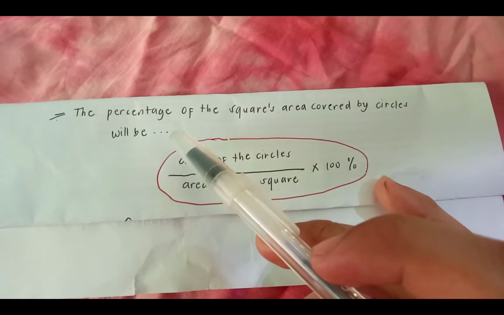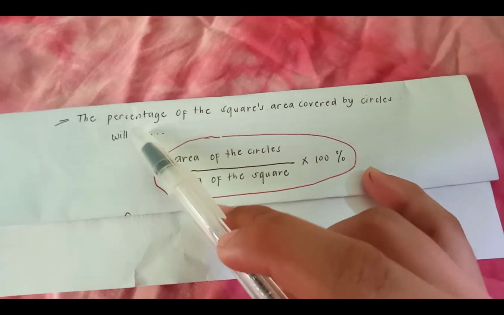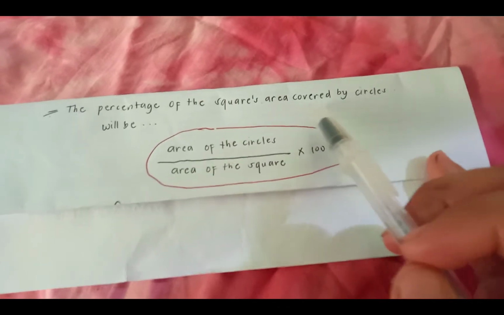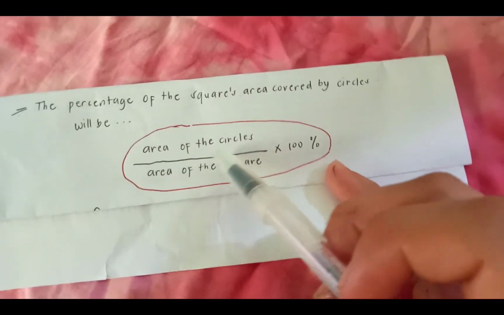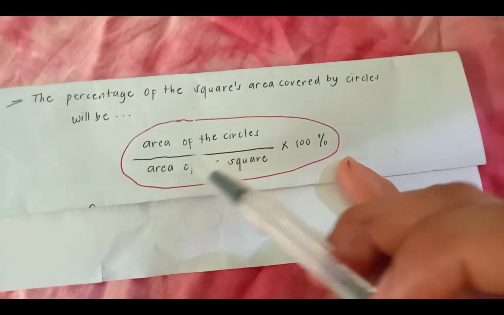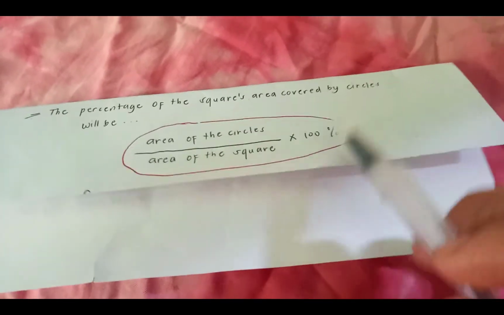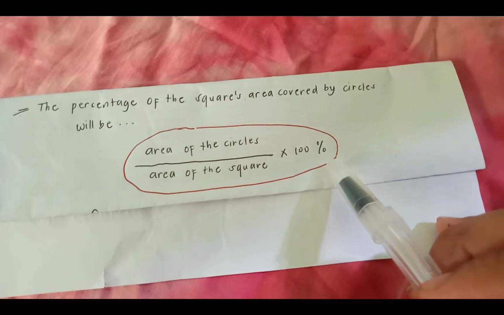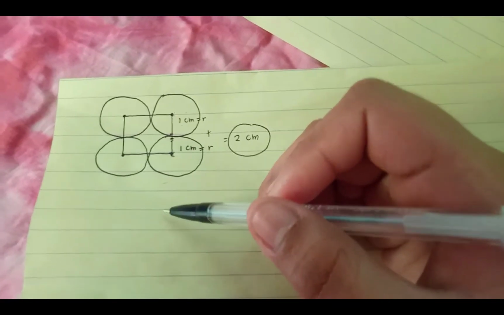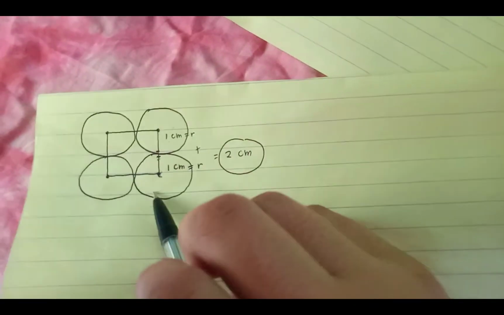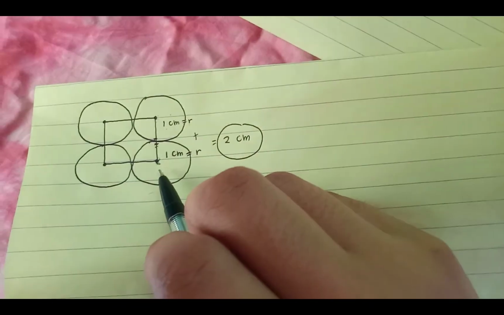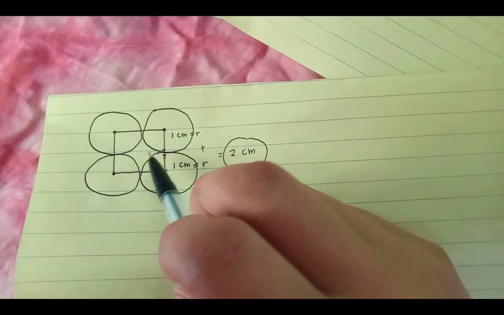So we will take up first the percentage of the square's area covered by circles. Then we will use the area of the circles all over the area of the square times 100%. To continue, we have here an illustration. Assuming that this is the scenario, we have to describe the circle inside the square.